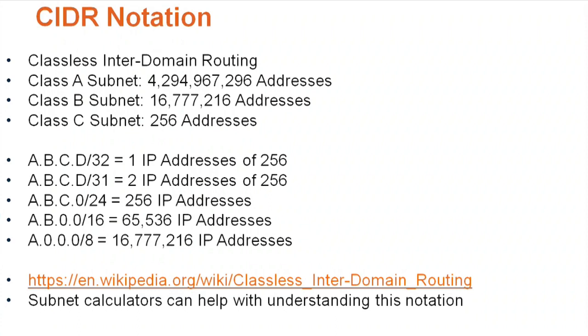The A.B.C.D/31, you have two IP addresses out of 256. So as the bits start to decline, you get more and more addresses. So it's like a balance, a sliding scale there. So then another type of notation is the A.B.C.0/24, which is 256 IP addresses. A.B.0.0/16 is 65,000 IP addresses. A.0.0.0/8 is 16 million IP addresses.